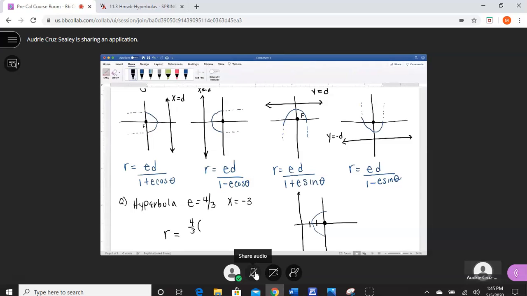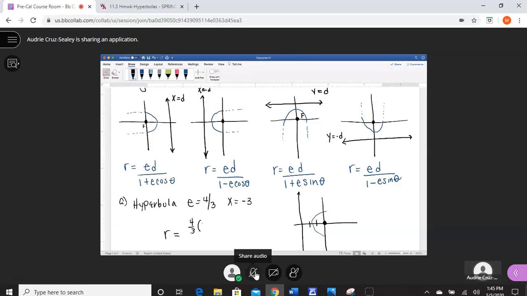d is always the distance between your directrix and your focus. That is located on page 139 in the note. d represents the distance from the pole to the directrix, right? And your pole is a focus. So that distance is 3. Is that okay with everybody? So this is going to be 3.